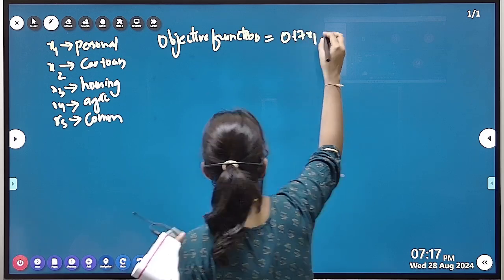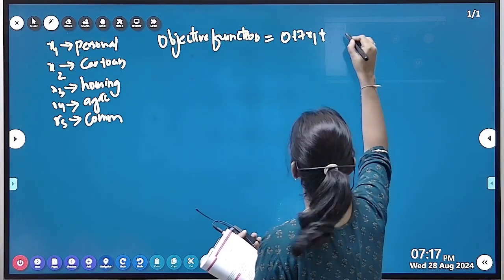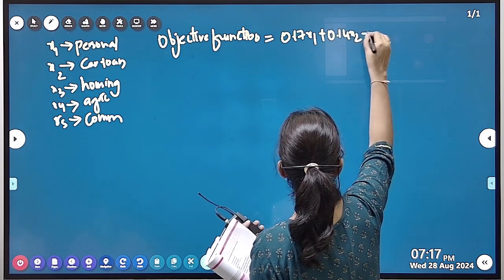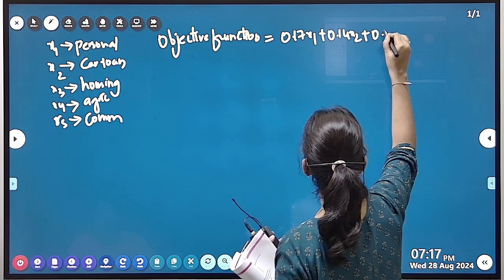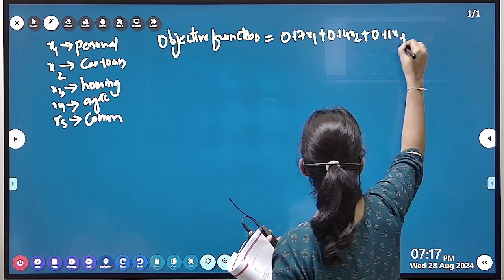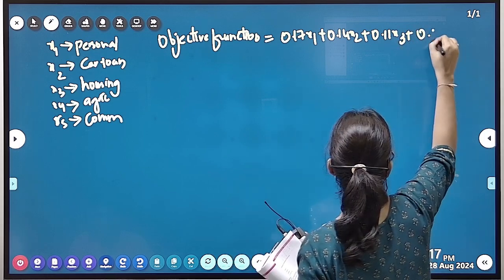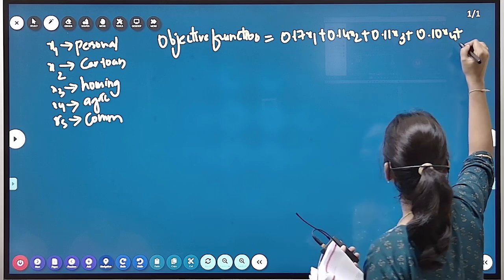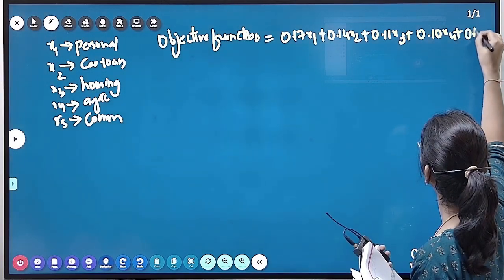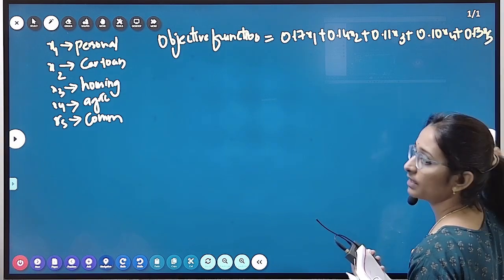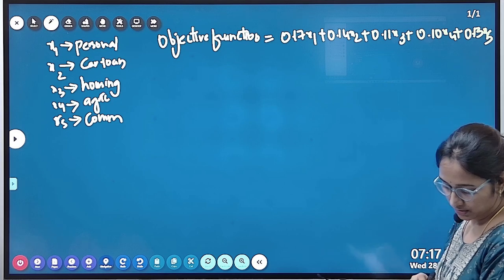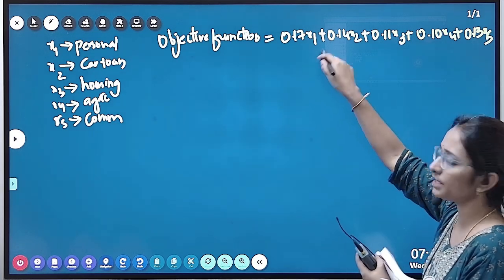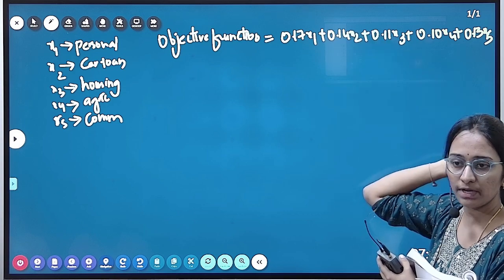0.17 x1 plus, tell me, 0.14 x2 plus 0.11 x3, next 0.10 x4, next 0.13 x5. So now the bad debts are not recovered and no interest is received, right? So now the interest should be received and the bad debt should be recovered now.